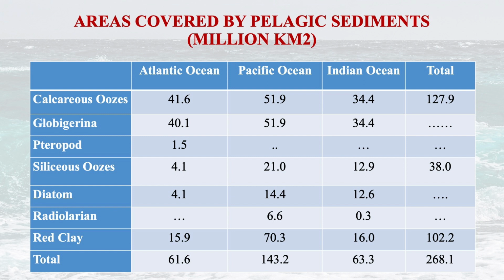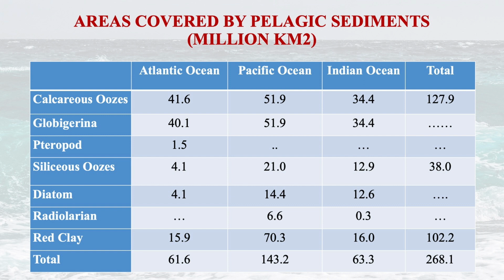Now in this table you see there are areas shown in million square kilometers which are covered by the pelagic sediments. So you can see most of these sediments are found in the Pacific Ocean, because it's a major ocean and comparatively larger in area than the other oceans like Atlantic and Indian Ocean, which we have studied. And so you can just explore this table and see the distribution of different oozes and ocean deposits in different oceans.